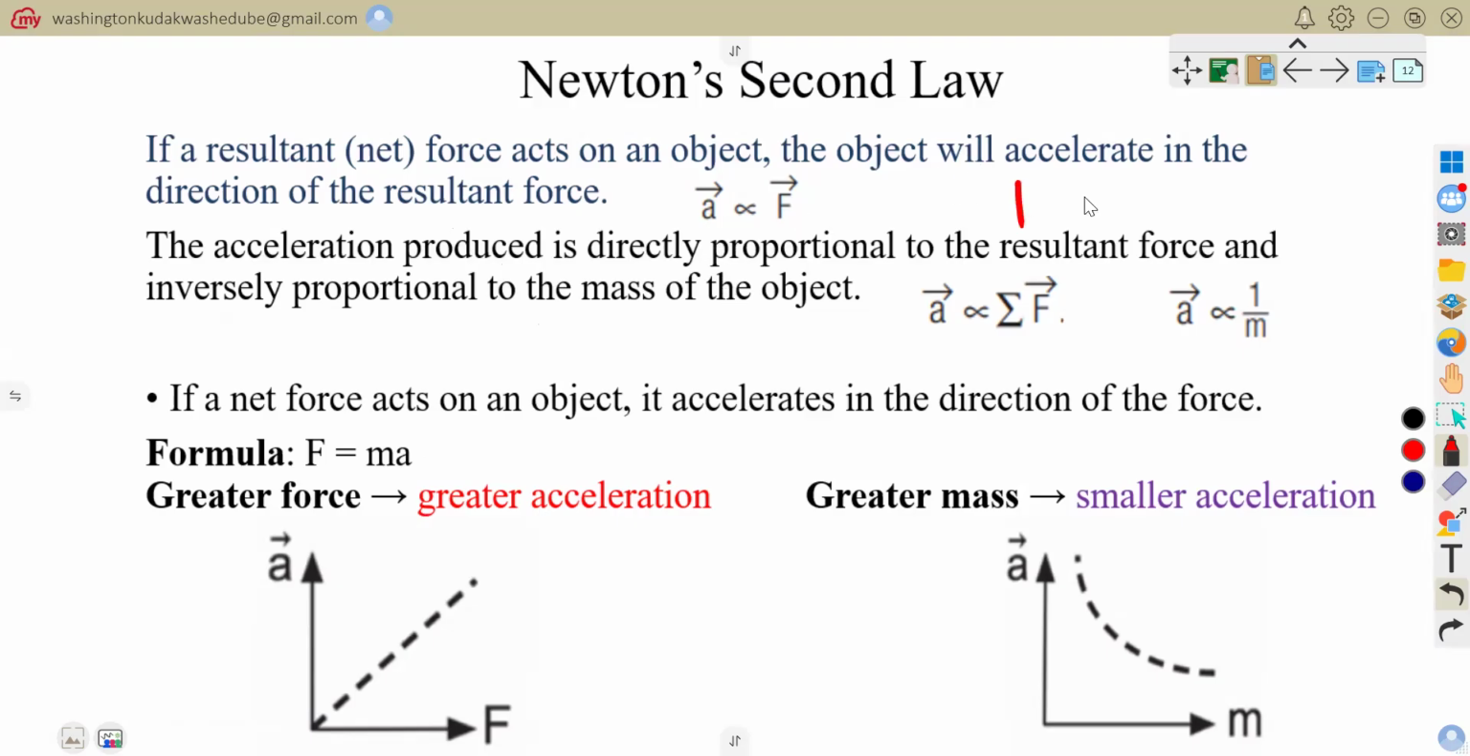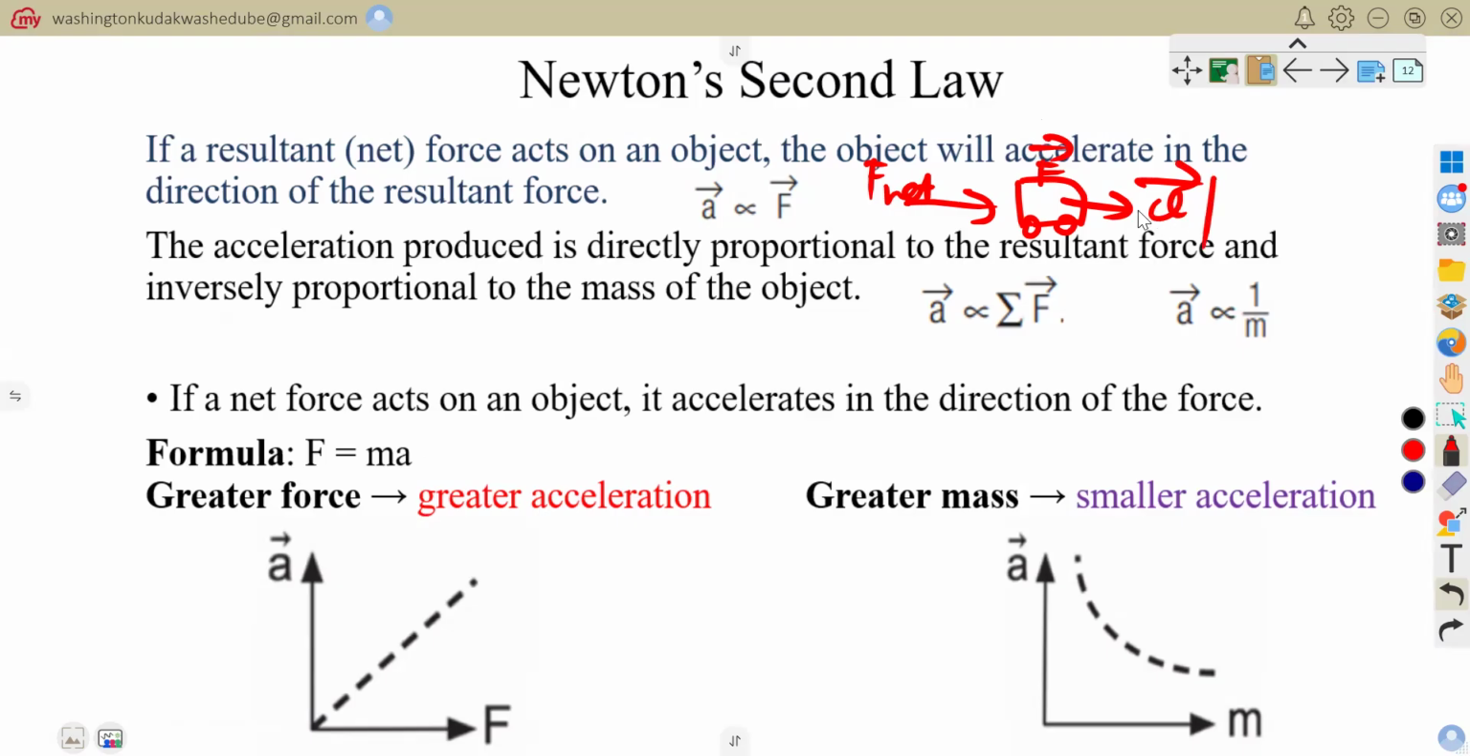So we are saying that, let's say you have an object, and a non-zero resultant force or net force is applied to it. This object will start to accelerate. If it was at rest, it will start to move. If it was already moving, it will start to increase its speed. That is acceleration. And the acceleration would be in the same direction as the net resultant applied force.